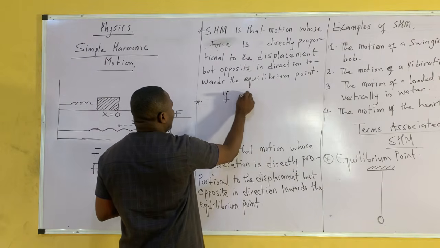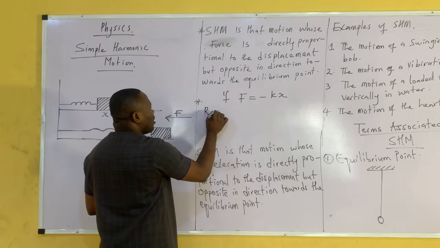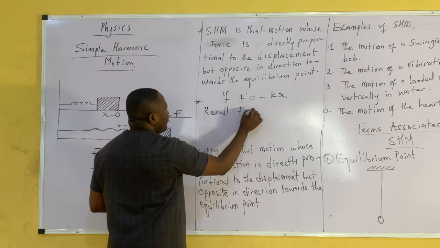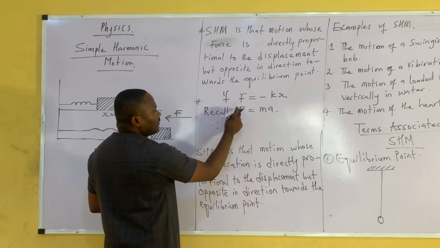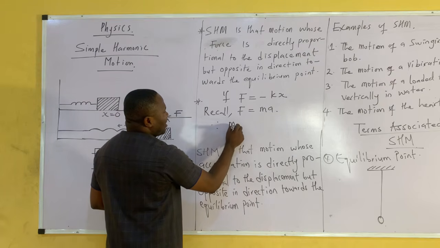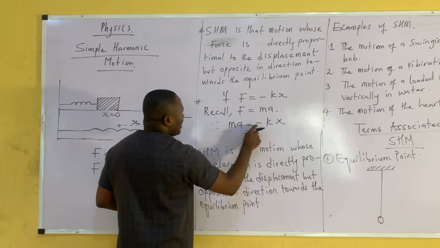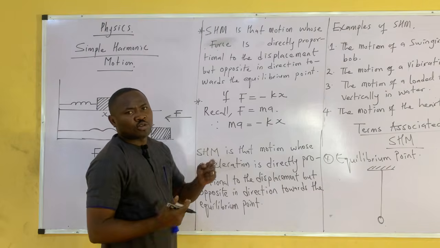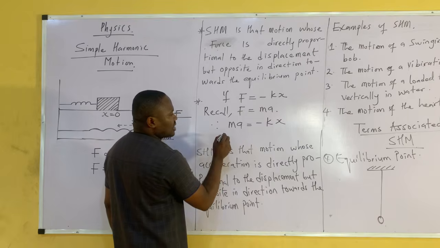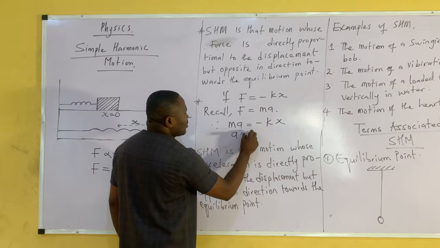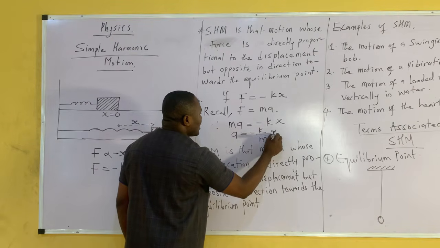Now bring this formula here. If F equals minus Kx, recall that F equals mass times acceleration. Therefore, in place of F, I now have mass times acceleration equals minus Kx. Remember, the negative sign shows it is opposite in direction. Now I have a equals minus K over m times x. Now what does that mean?